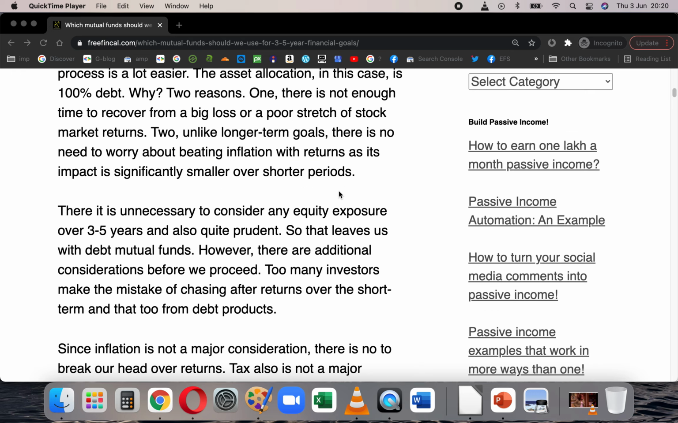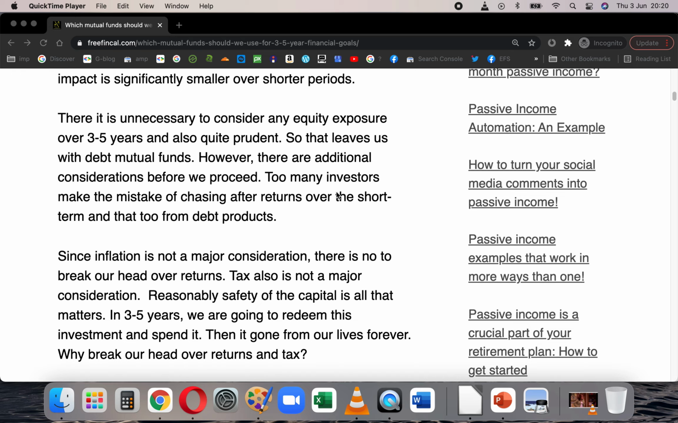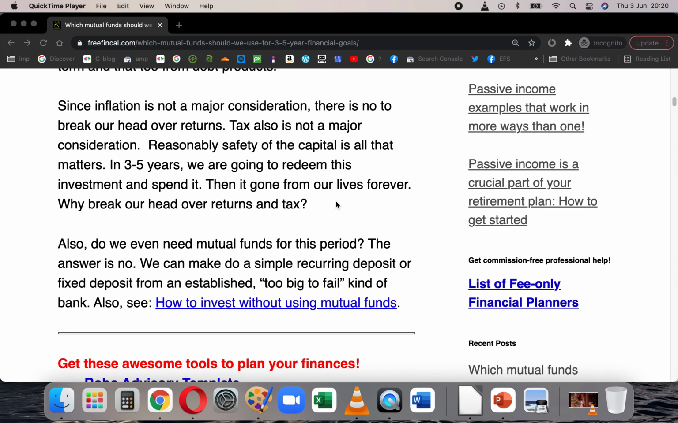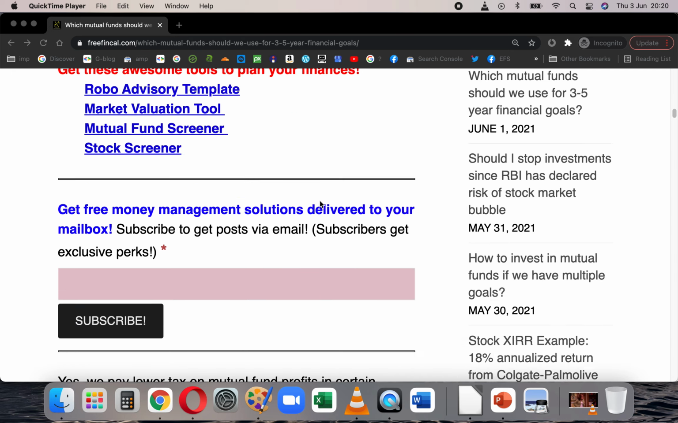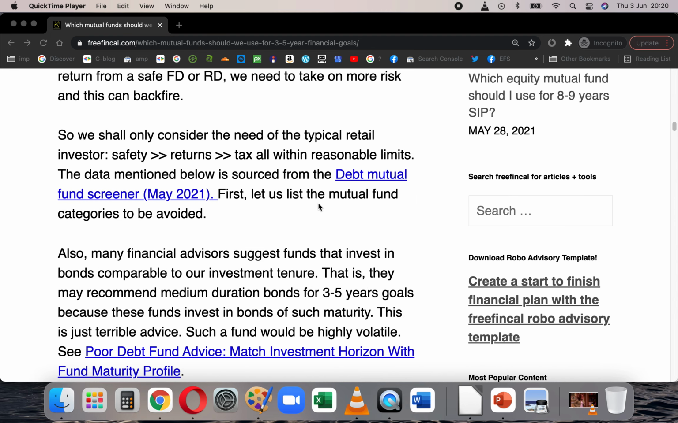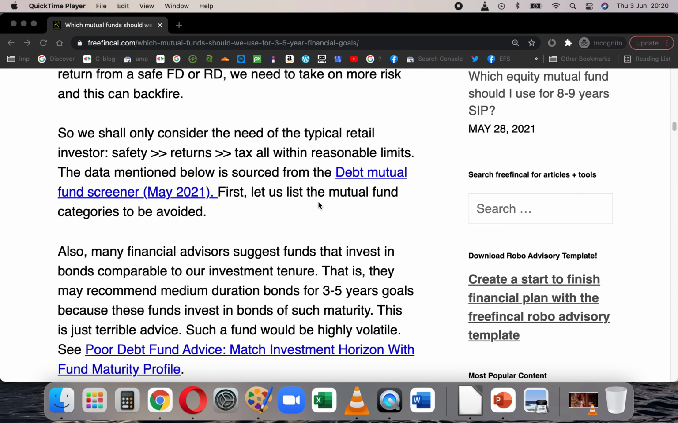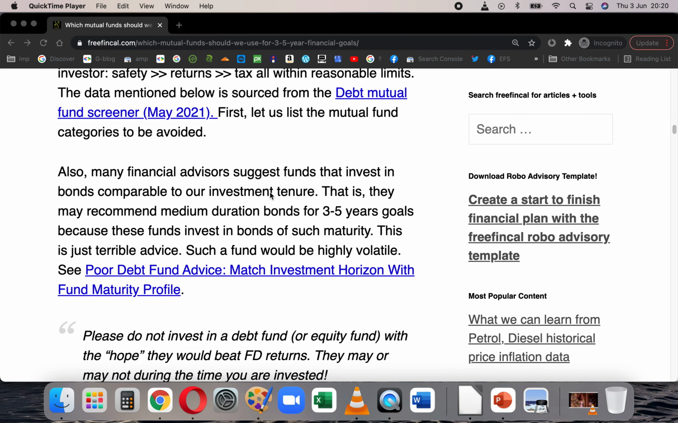Don't worry too much about tax. You can say, why do I even need mutual funds? I can just simply stick to recurring deposits and fixed deposits. That's absolutely fine too. So we're going to talk primarily about safety. Even people who are capable of understanding mutual funds, mutual fund risk and reward balance and so on, even they should put safety as the first priority. Now, the data I'm going to source from is the monthly debt mutual fund screener, the May 2021 version. You can find the screener on the website.